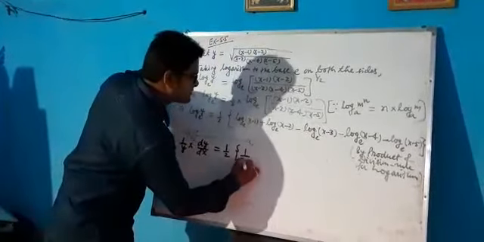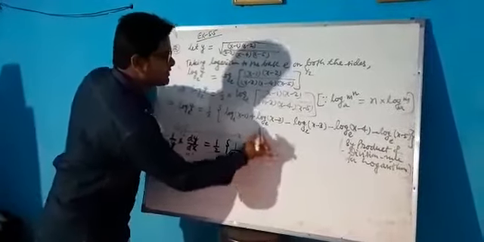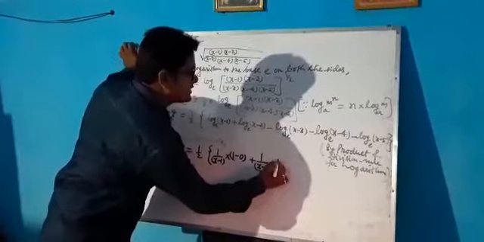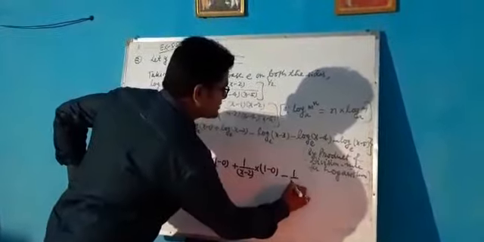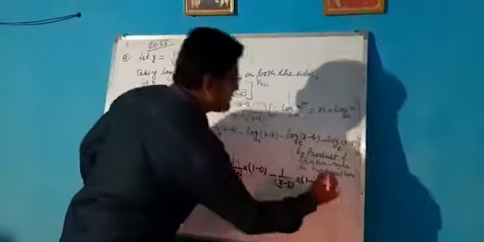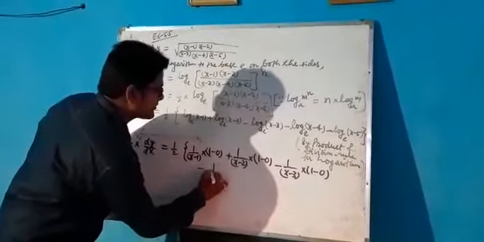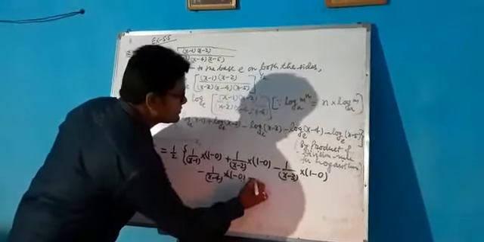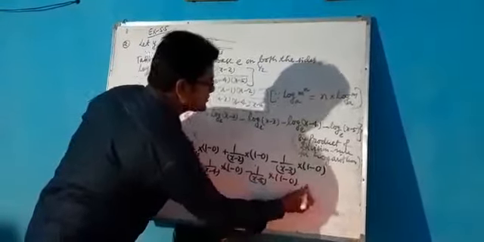So it will be 1 by x minus 1 into derivative of x minus 1, which is 1 minus 0. In the same way here, 1 by x minus 2, derivative of log x minus 2. Then derivative of x minus 2 is 1 minus 0. Then it is minus 1 by x minus 3, that is again 1 minus 0. Again it is minus 1 by x minus 4, again derivative is 1 minus 0. Minus 1 by x minus 5, again derivative is 1 minus 0.